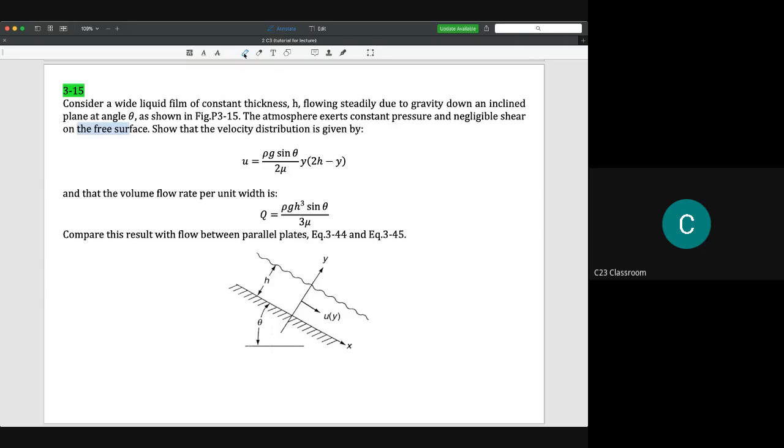So let's say we have this situation. We have an inclined plate like this with a certain angle here, and we assume that this is the x axis and this is the y axis, and the thickness, the height of this liquid, is h. Then we need to try to derive the velocity distribution of this situation.